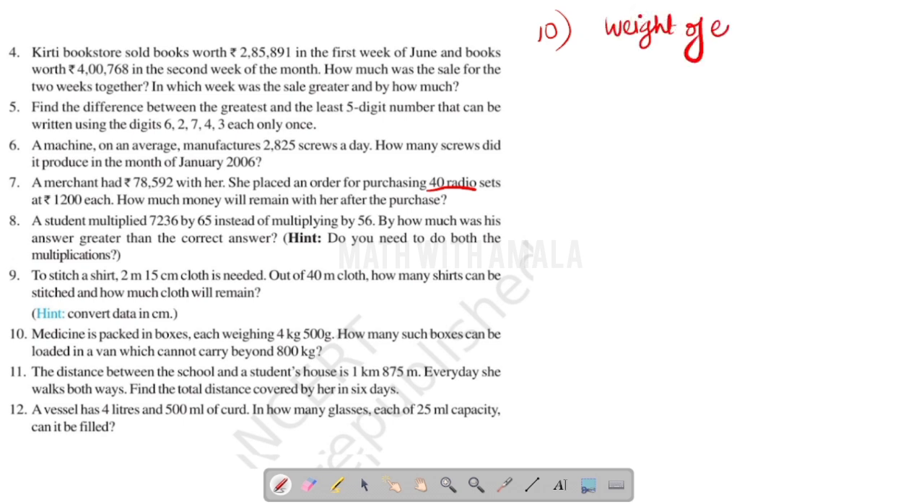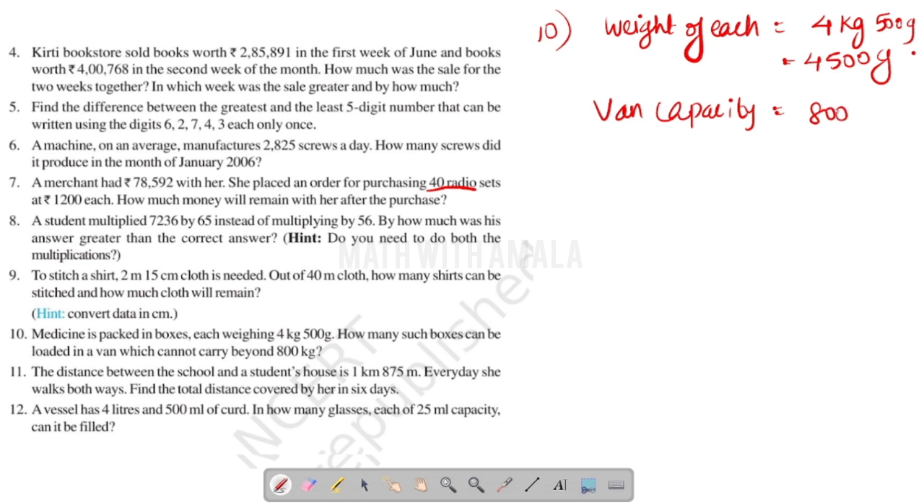10th question. Medicine is packed in boxes, each weighing 4 kg 500 gram. How many such boxes can be loaded in a van which cannot carry beyond 800 kg? So the weight of each medicine box is 4500 gram. Van capacity is 800 kg. When we convert that into gram, a large number will come, 8 lakh grams.